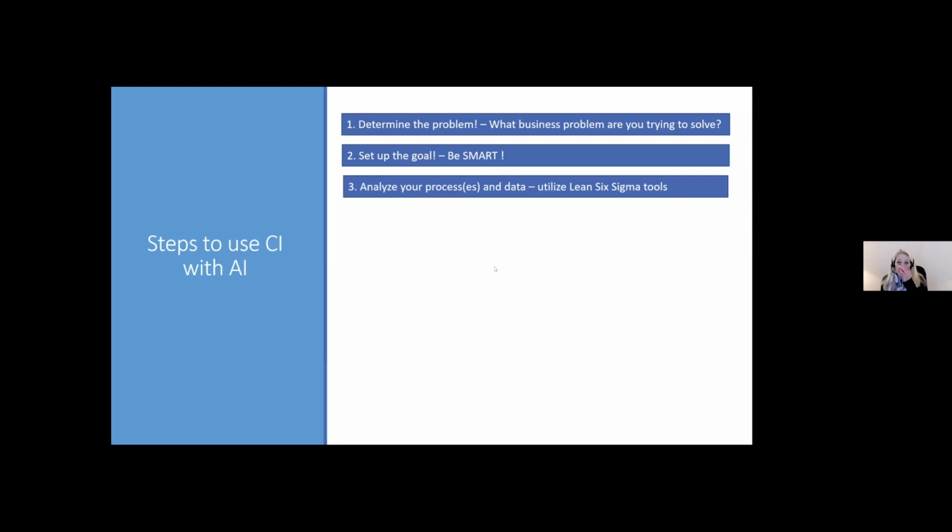The third thing here, and this is the biggest thing that I think is sometimes missing when we are implementing technology, is you need to analyze your process or processes and the data. This is where utilizing those Lean Six Sigma tools is great, because you have those toolboxes to analyze all of that: the process mapping, looking through the data, statistical analysis. All those tools are there for you to understand what's really going on within the business and within your data.